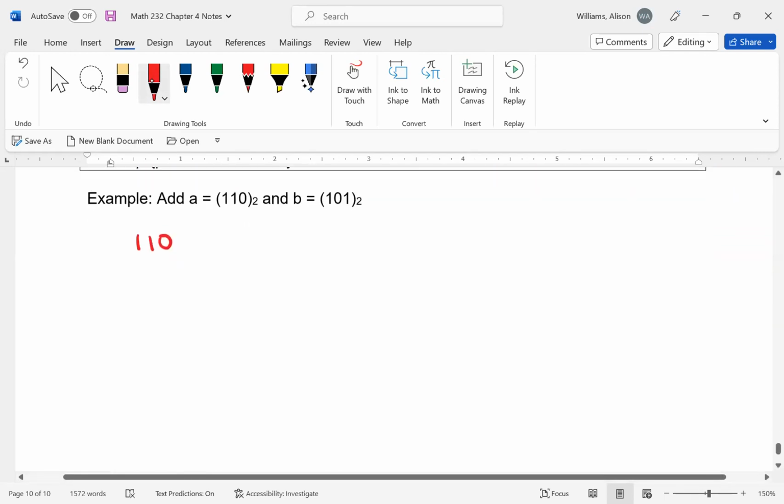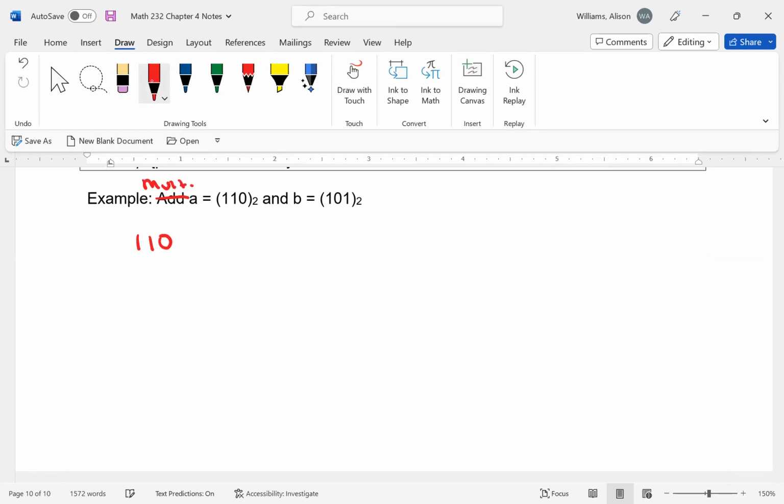Let's try multiplication. That should say multiply. All right, so we're going to multiply 110 times 101. So remember, let's do an example of multiplication, old school. All right, let's do 110 times 36. So remember, here's how it goes. We first start with 6 times 110. So 6 times 0 is 0, 6 times 1 is 6, and 6 times 1 again is 6.